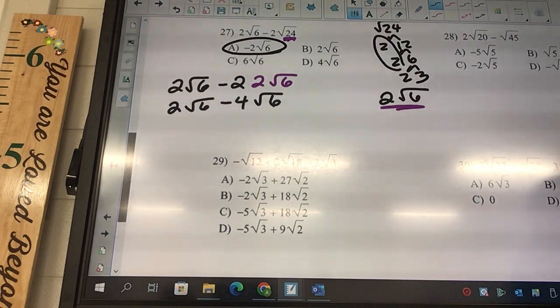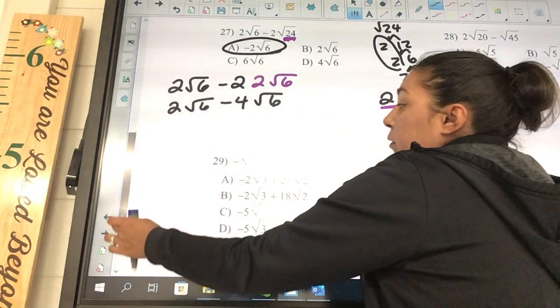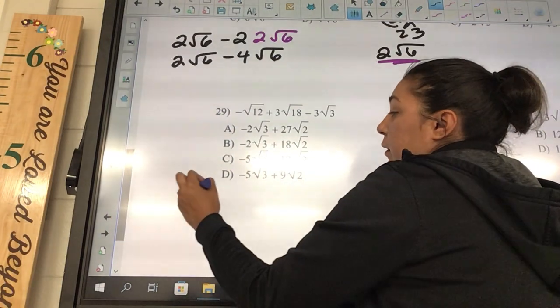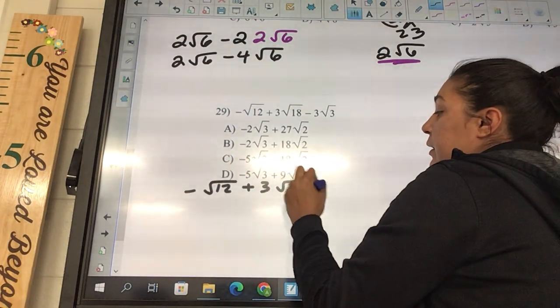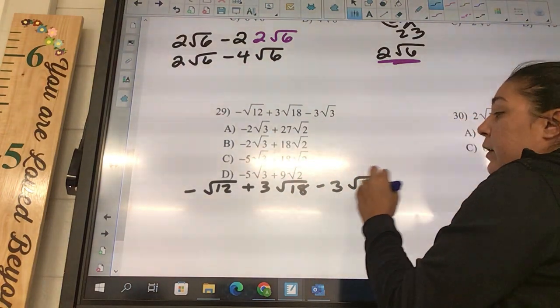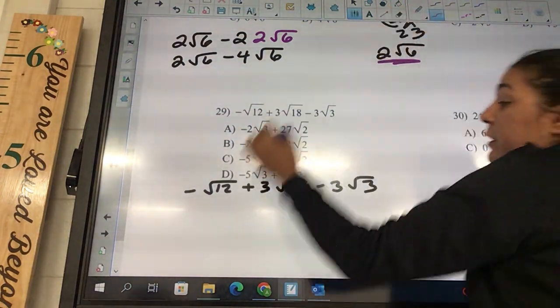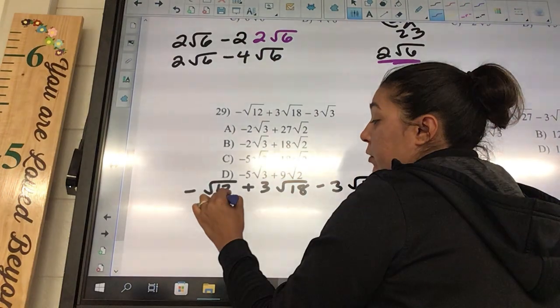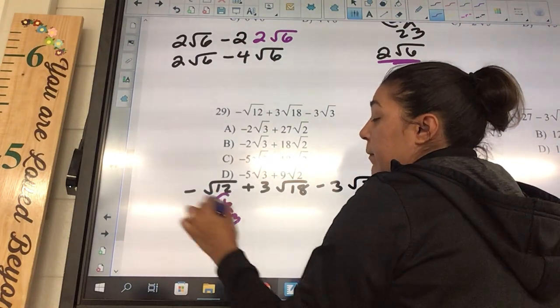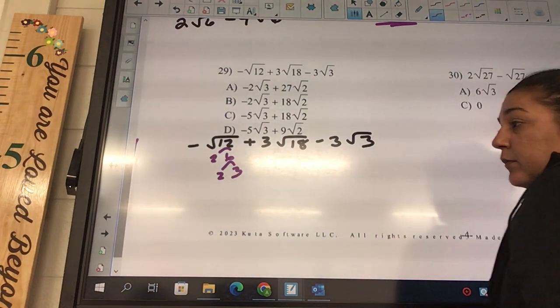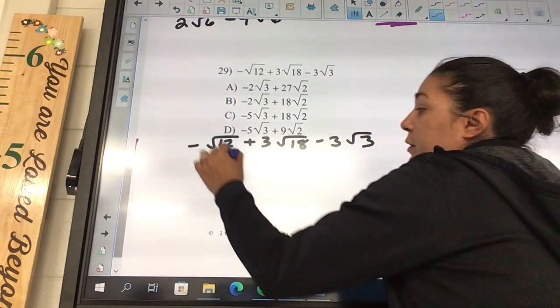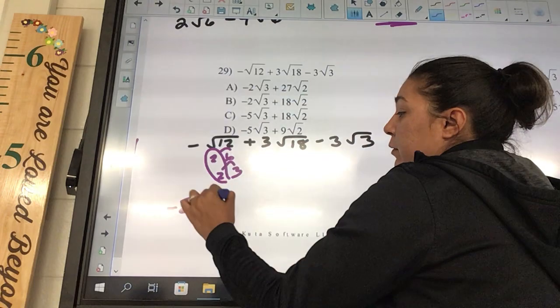Okay, 29, I'm sorry, is the same. So negative square root of 12 plus 3 square root of 18 minus 3 square root of 3. Okay, so the 12 is going to be 2, 6, 2, 3. So what is that radical going to become? 2, 3, right? So these guys can go. So negative 2 square root 3.